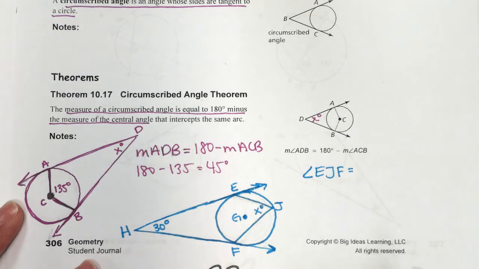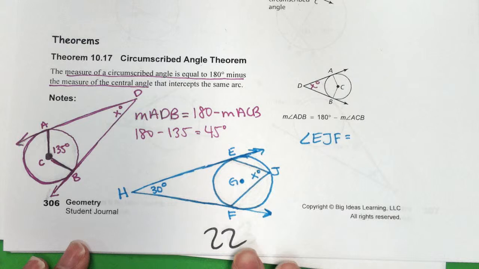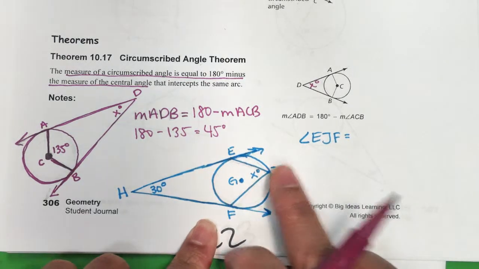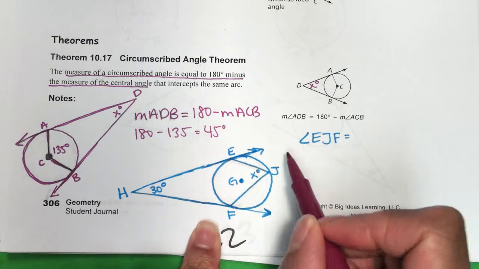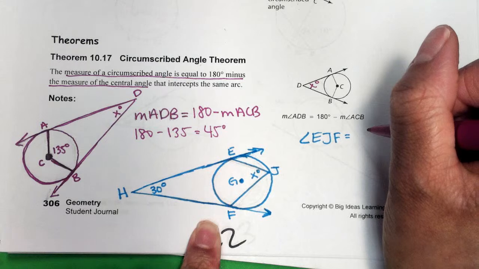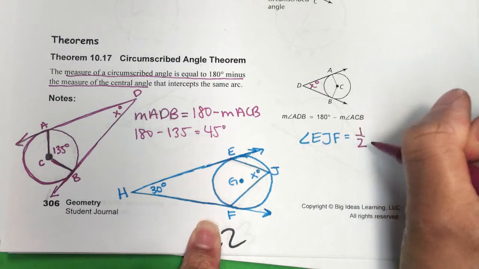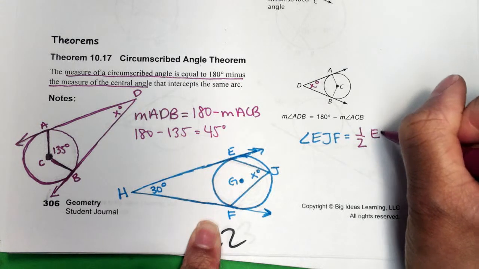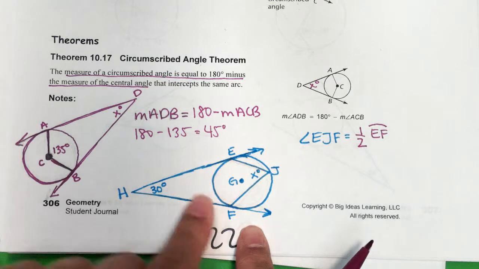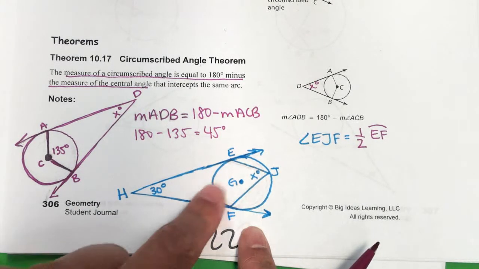Okay? So let's try another example. It's a little bit more complicated because this does not hit all the way to the center, it goes all the way to the edge. And so I know if I want to find EJF, I'm going to take 1/2 of EF. I'm taking 1/2 of EF just so I can get the other part of this X.